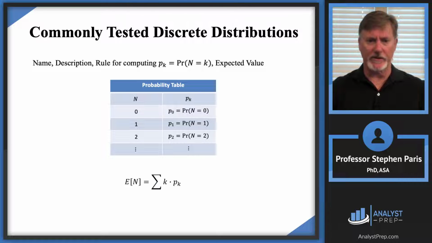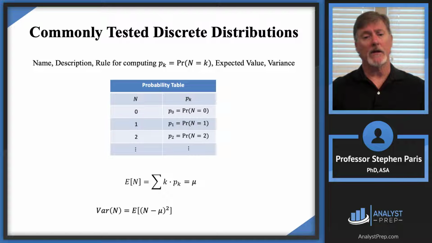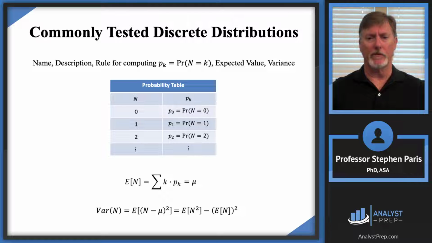Remember, the expected value is just the sum product, and we have the notation mu for the expected value. Then we'll talk about what the variance is in each case. Remember, the variance is defined to be the second central moment about the mean, the expected value I have listed at the end there. Or you can take the second raw moment and subtract off the square of the first raw moment. That's going to be the process in each case when I talk about these commonly tested discrete distributions.